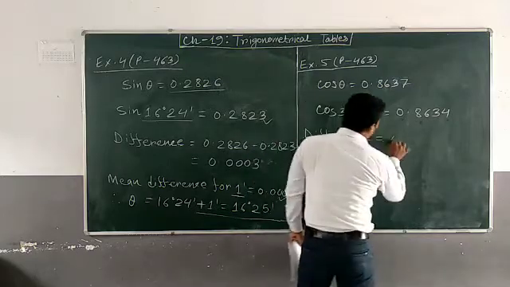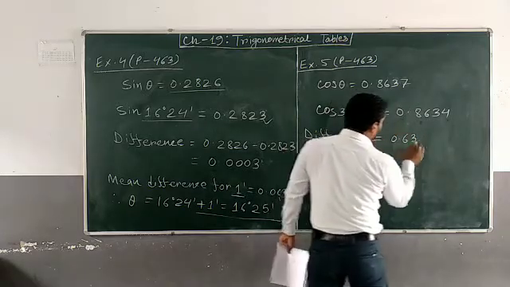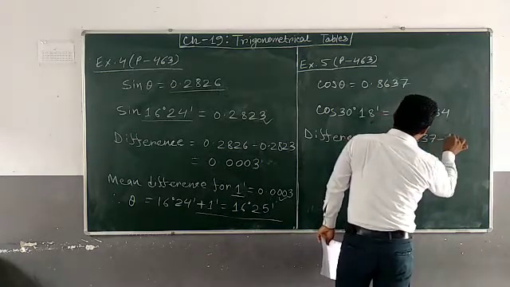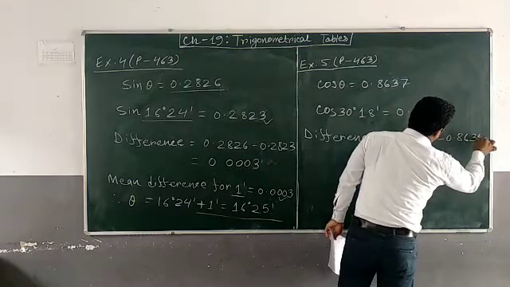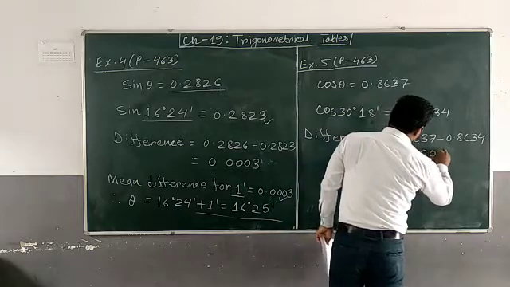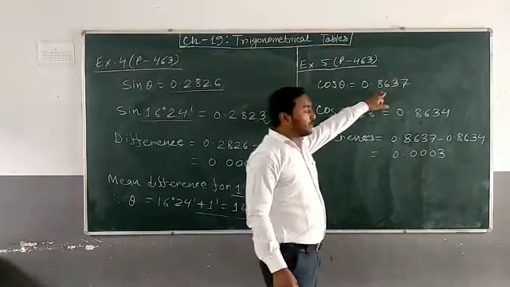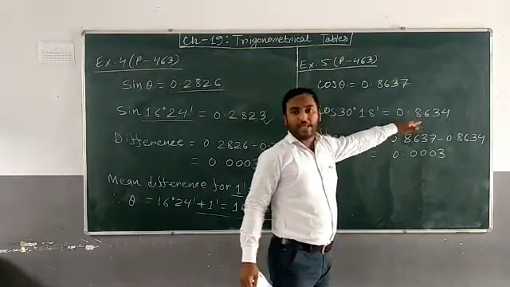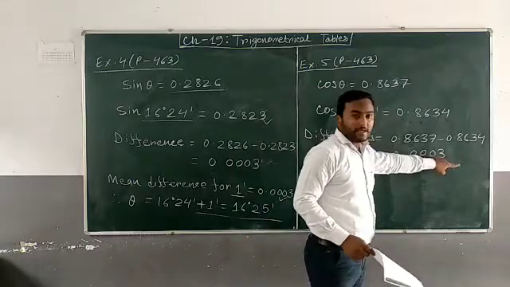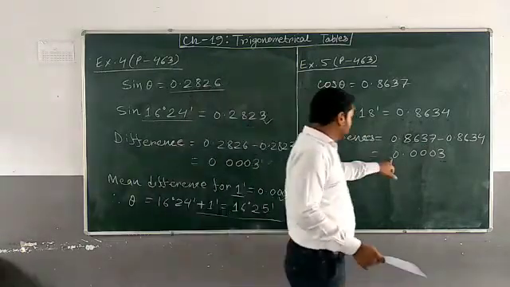So how much difference? 0.8637 minus 0.8634 equals 0.0003. This is the difference between the given value and the preceding value we have taken. For this mean difference 0.0003, you have to find the angle.